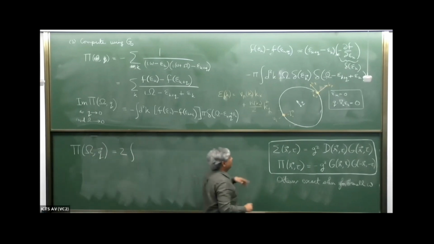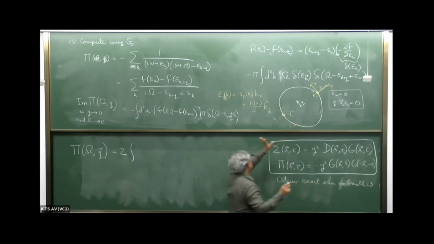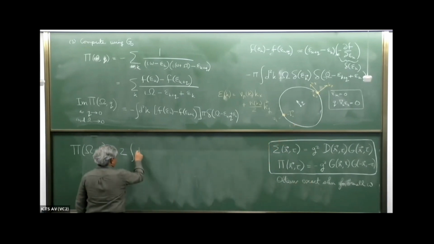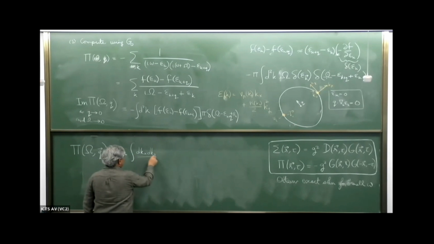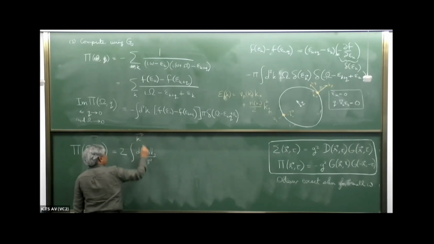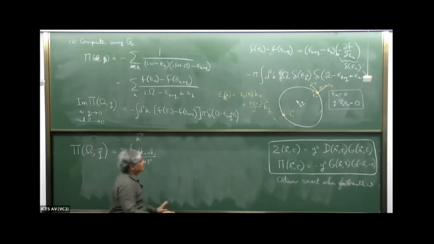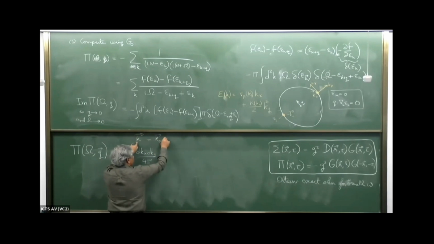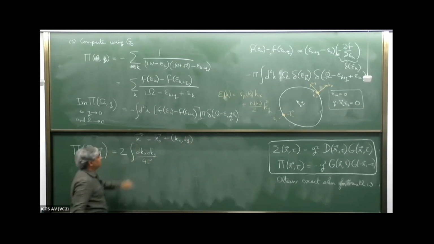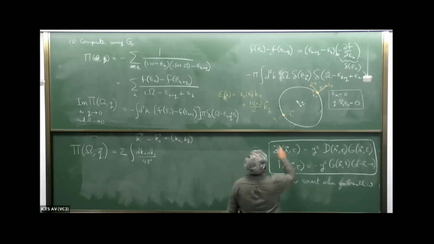The convention I'm following is when I write components of a vector, I'm measuring them from the point k0. And when I write a vector like this, I'm measuring it from 0. Okay, so k is equal to k0 plus kx, ky. All right, so now I just do that integral.